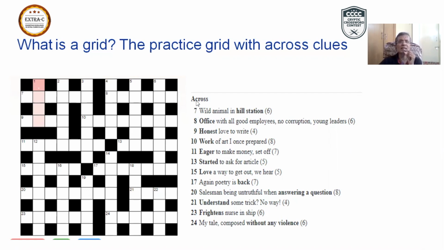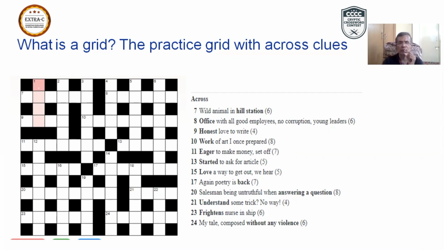For example, 7 across means you have to enter the solution here. And the number that you see in the bracket indicates the number of letters in the answer. So here, there is a 6-letter answer that you need to enter in the square starting from 7. Now, all answers have to be entered only into the white squares, but the black squares are kept only to separate one word from the other.